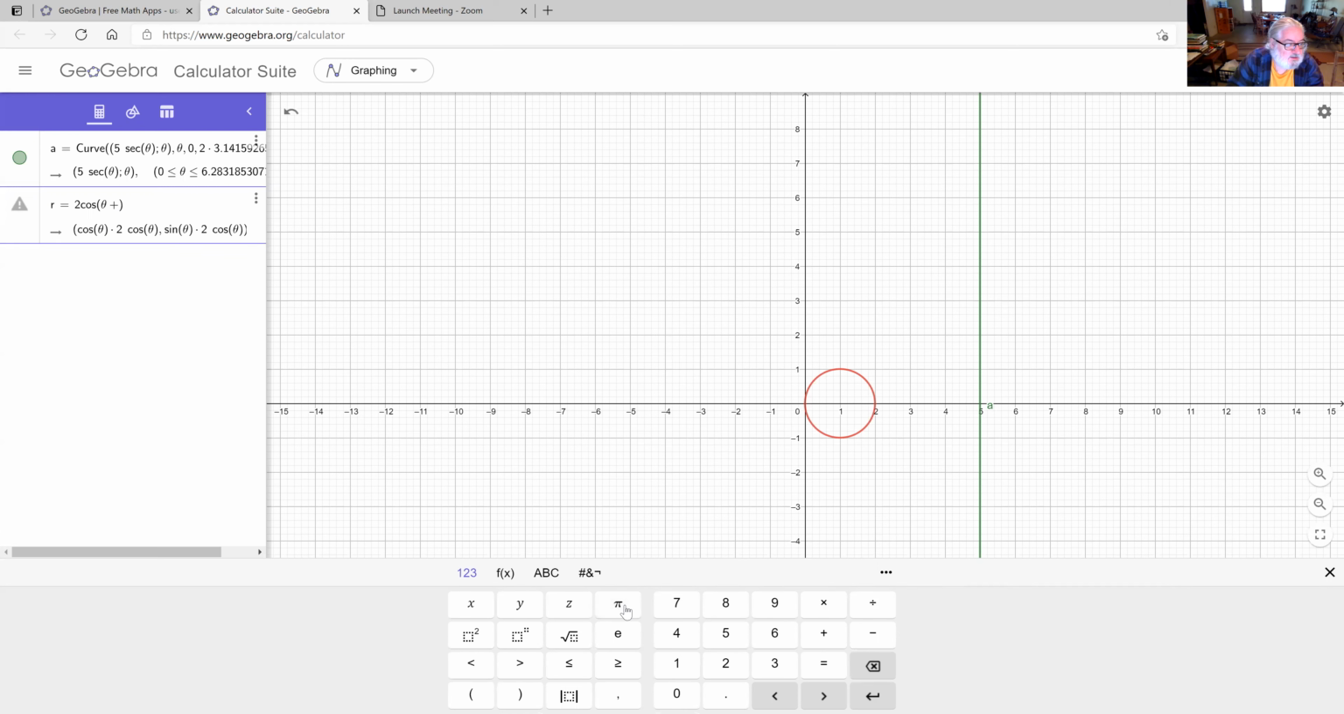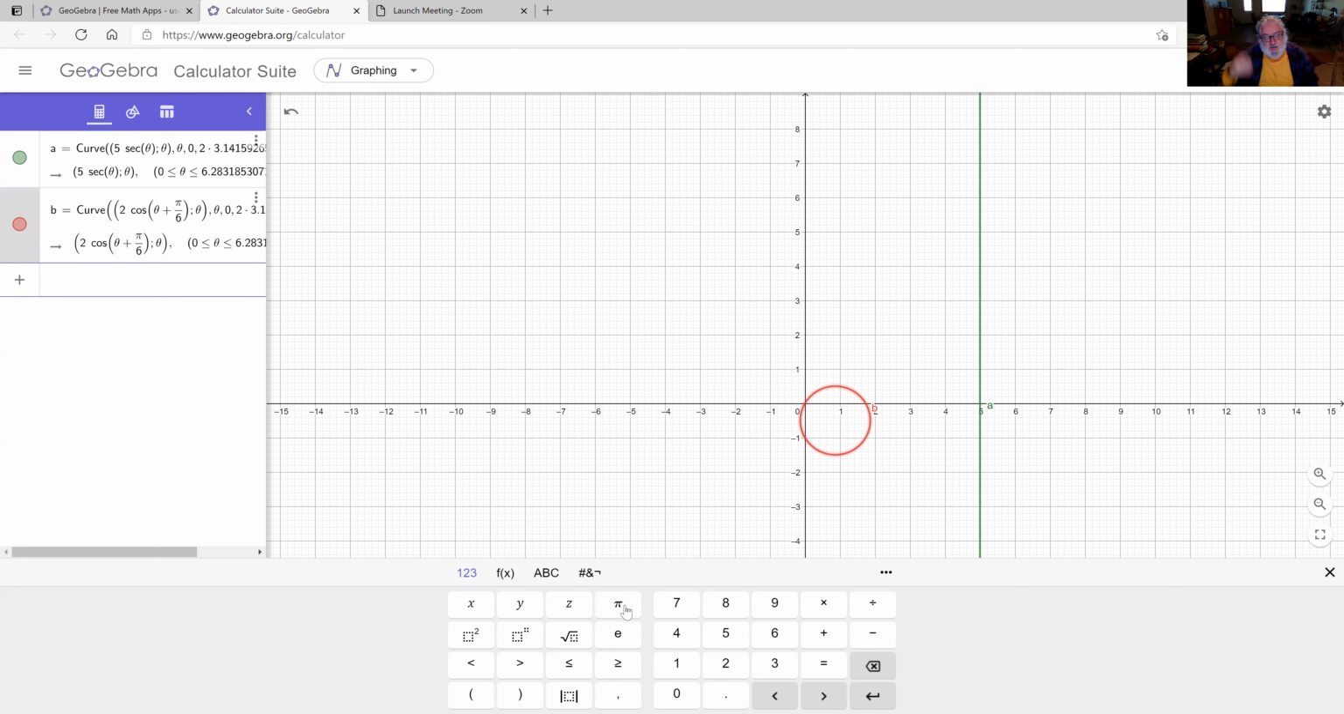Oops, I need that to be inside there, plus pi over 6. And there's that circle that we wanted that to be. One of the problems with this is that with GeoGebra trying to graph these things, if we wanted the last one, which turns out to be the parabolas, r squared equals sine of 2 times Alt-T.